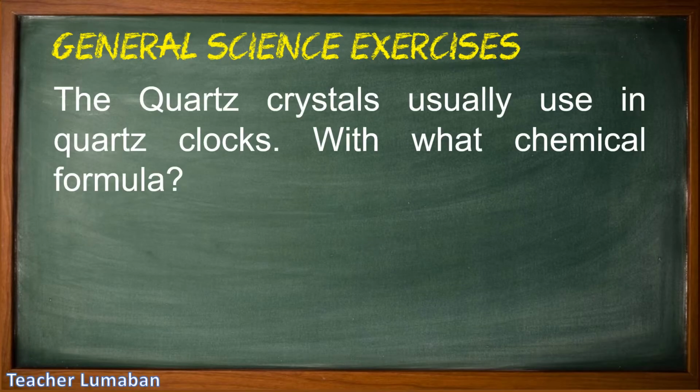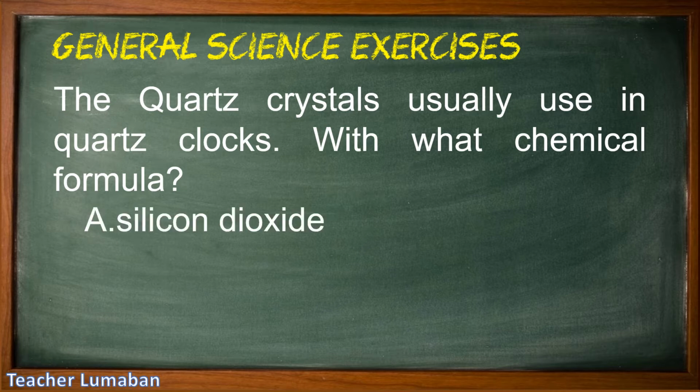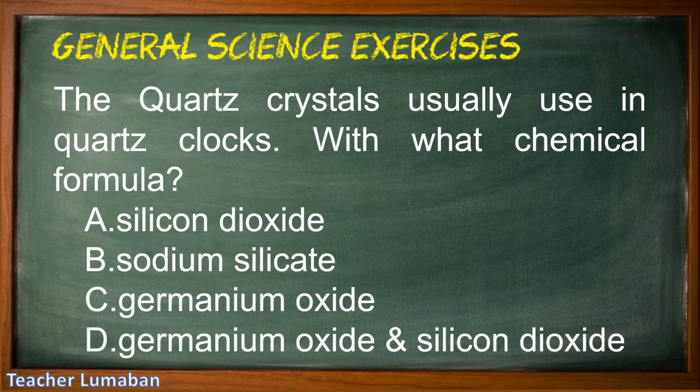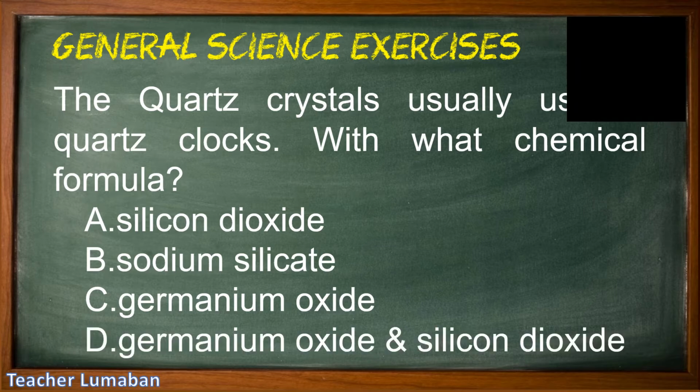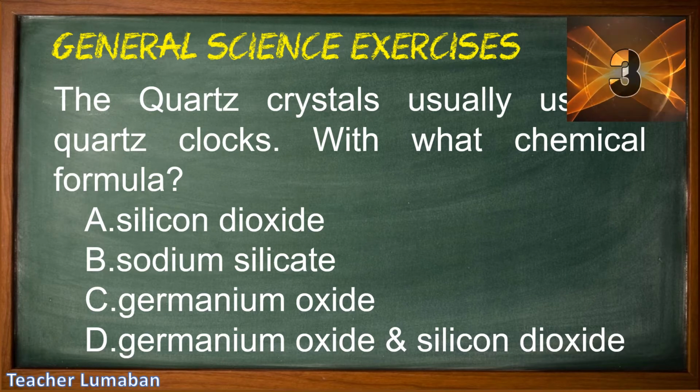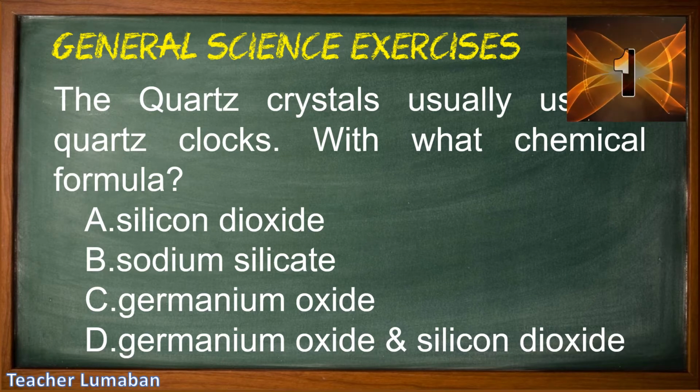The quartz crystals usually used in quartz clocks, with what chemical formula? Letter A, silicon dioxide. Letter B, sodium silicate. Letter C, germanium oxide. Letter D, germanium oxide and silicon dioxide. Please determine the suitable description of the following choices in 5 seconds. 5, 4, 3, 2, 1.